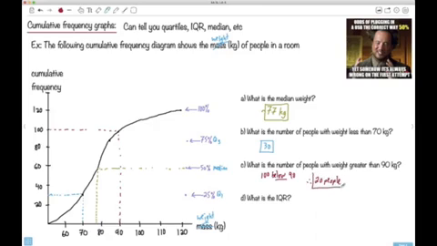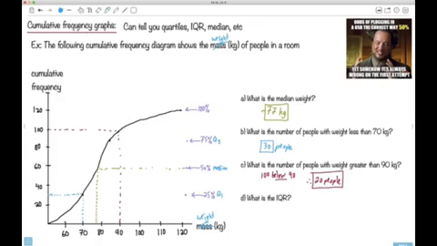Another way to think of it, here I should have said people here. Another way to think about it would have been to just look at this piece right here and say, okay, 90 right here. And just look at anything above this, and you can see directly it's about 20 people.